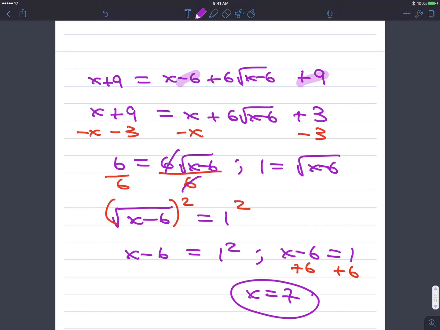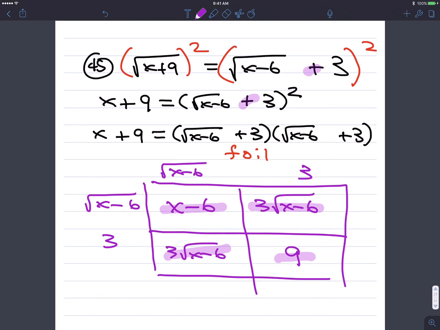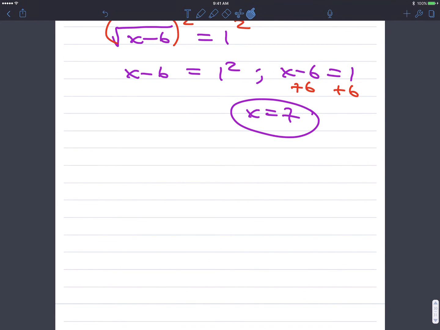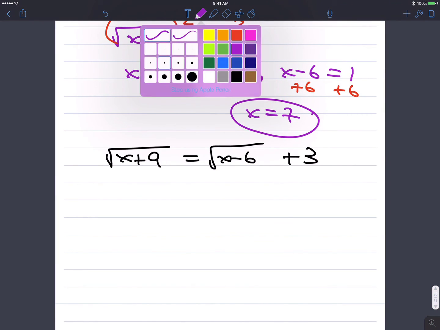So, x is 7. The real question is, is this really a solution for x is 7 here? I get the following. This is actually number 45. So we have the square root of x plus 9 is supposed to equal the square root of x minus 6 plus my 3. Plug in your 7 here for x.